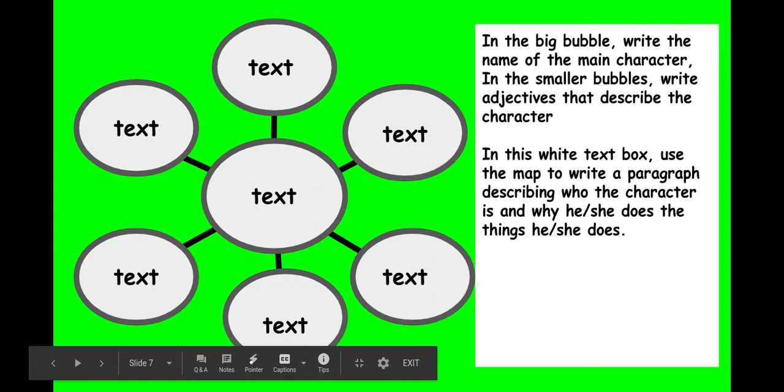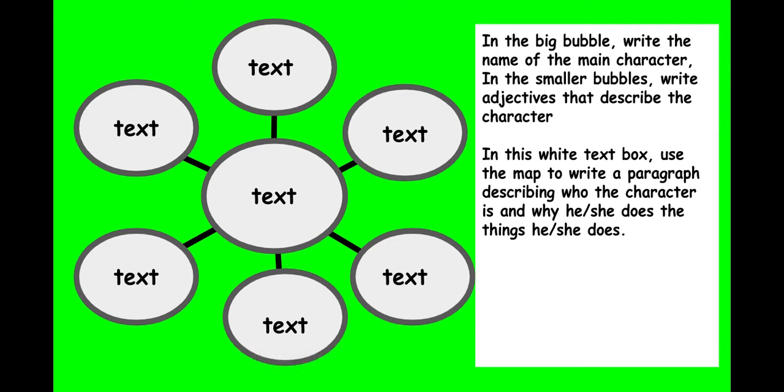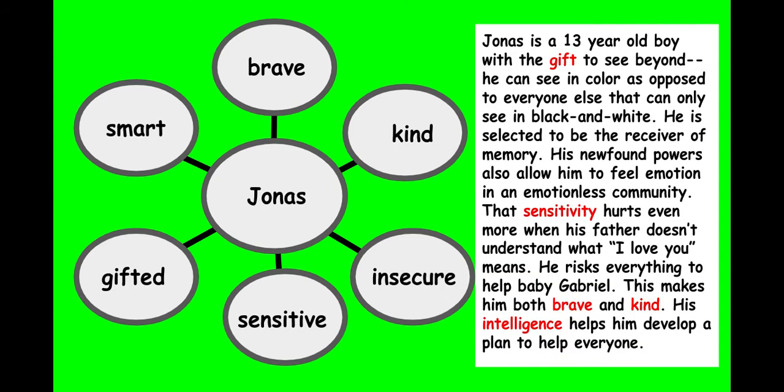After reading another 30 or so pages, you can complete a bubble map describing the main character and then write a paragraph. Remember to use only adjectives. The adjectives that you used should be used in your paragraph.